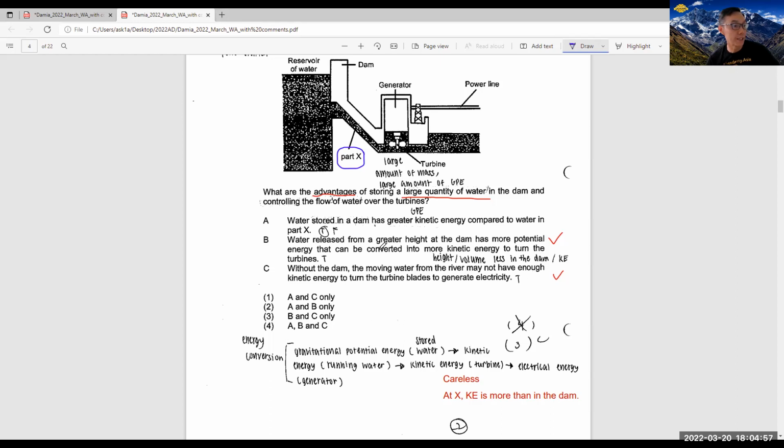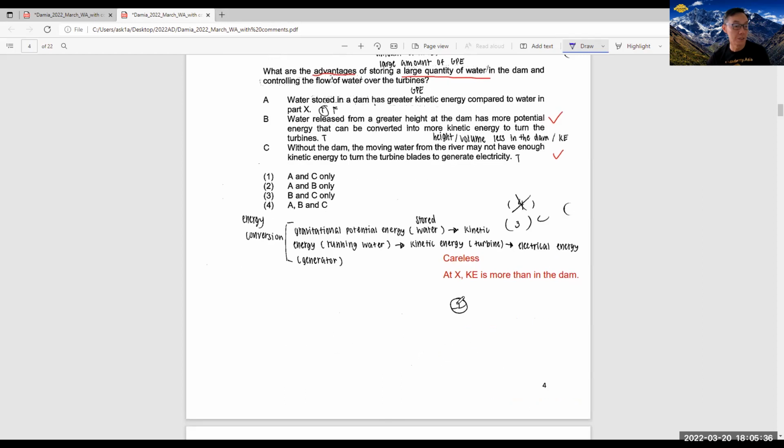B and C are correct, because the water released at a greater height at a dam will have more potential energy and can be converted to more kinetic energy to turn the turbine. And similarly, without the dam, the moving water from the river may not have enough kinetic energy to turn the turbine blades to generate electricity. The dam raises the amount of water, and from a higher volume they channel it down to a smaller volume. This will increase the flow rate, and that will increase the kinetic energy of the water flowing down through the turbine blades.